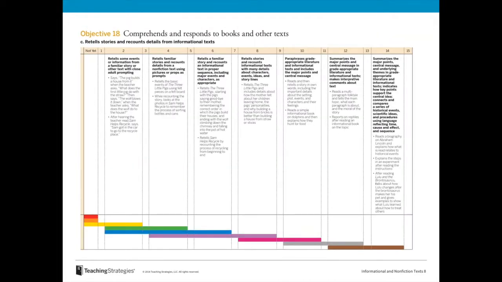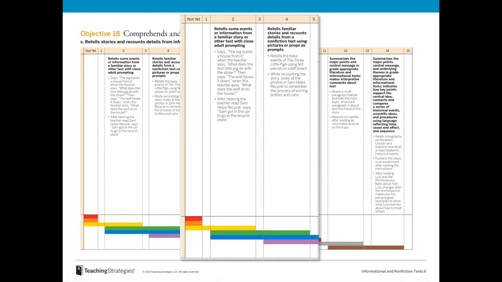So let's take a look at another progression. This one is 18C, retells stories and recounts details from informational texts. And again, you can see the difference here. It does go from birth through third grade, but if we look at the very earliest part of the progression, this is not something we expect the youngest babies to be able to do. The red, orange, and yellow color bands are for the first 3 years of life. So in the first 2 years, we don't expect them to be able to retell events. But by the time a child is 2 to 3 years old, they're going to be able to retell some information from a familiar story.